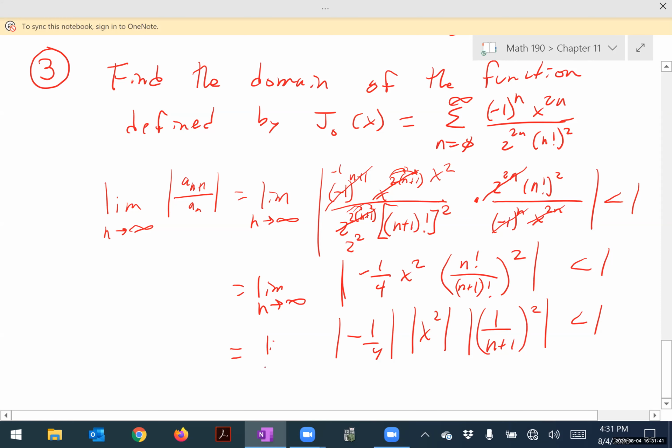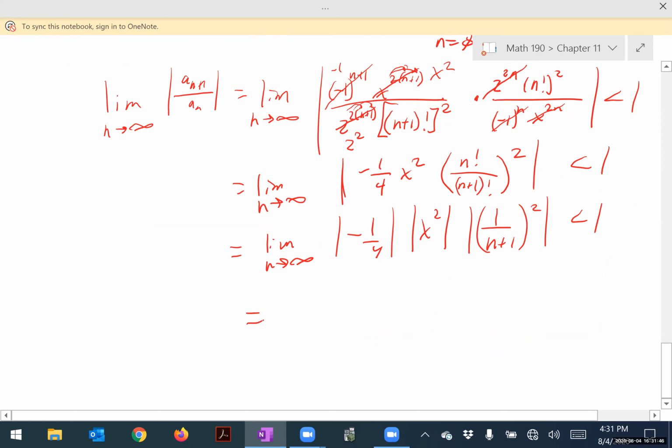The limit as n goes to infinity. So this is equal to 1/4 x squared. Well, let's do it this way. Let's just go x squared over 4 times (n plus 1), right, squared. Okay, and when is that thing less than 1? When I take the limit as n goes to infinity.